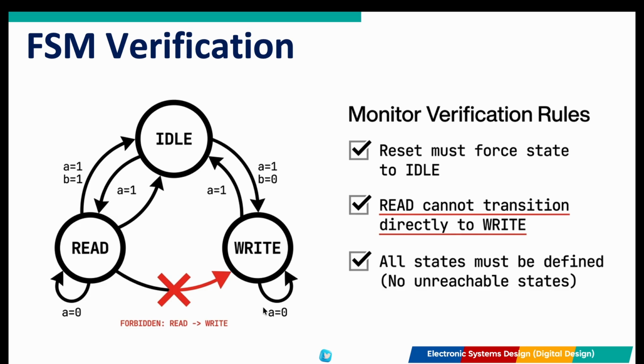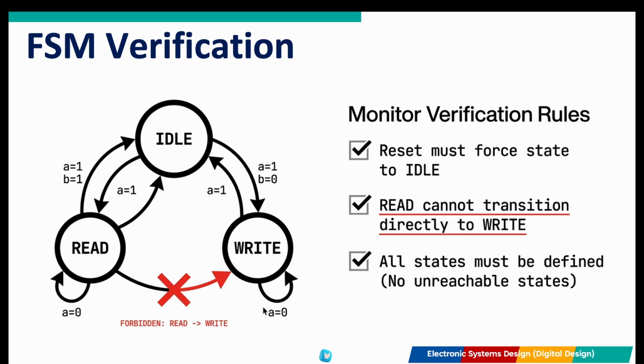So how do we know our 1011 detector actually works? We use a test bench. Think of a test bench as a virtual laboratory. It's a piece of Verilog code that doesn't go onto the chip. Instead, it wraps around our design to provide the stimulus. In this verification phase, we simulate the clock and feed in a specific serial stream, like 11011.